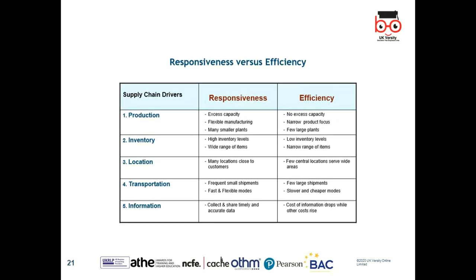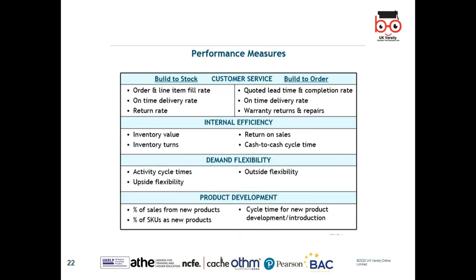Responsive versus efficiency. Excess capacity, flexible manufacturing, many smaller plants for responsiveness; for efficiency, no excess capacity, narrow product focus, few large plants. All we need to look at is efficiency. We discussed even the three E's in one of the lessons: efficiency, effectiveness, and economy. So we need to look at responsiveness and efficiency to deal with the behavior of the client.